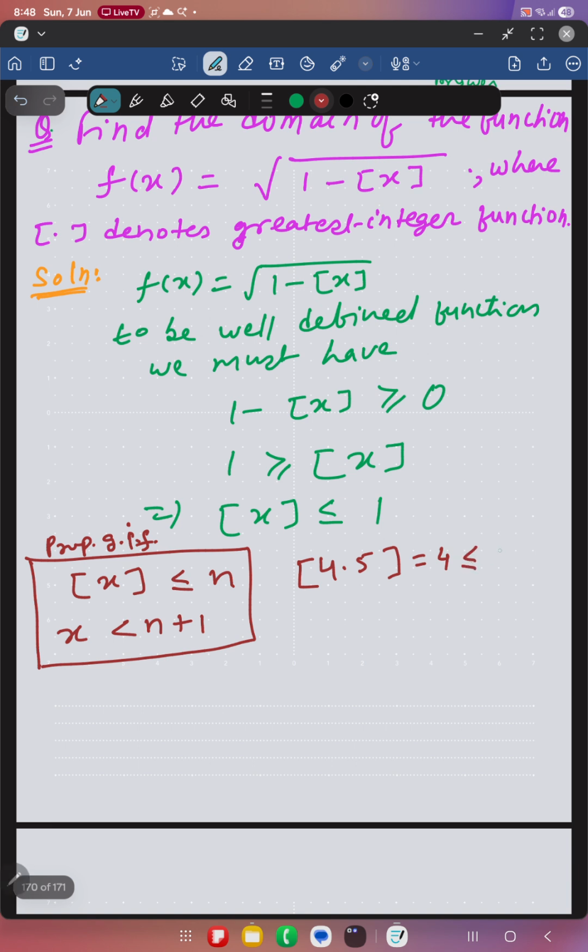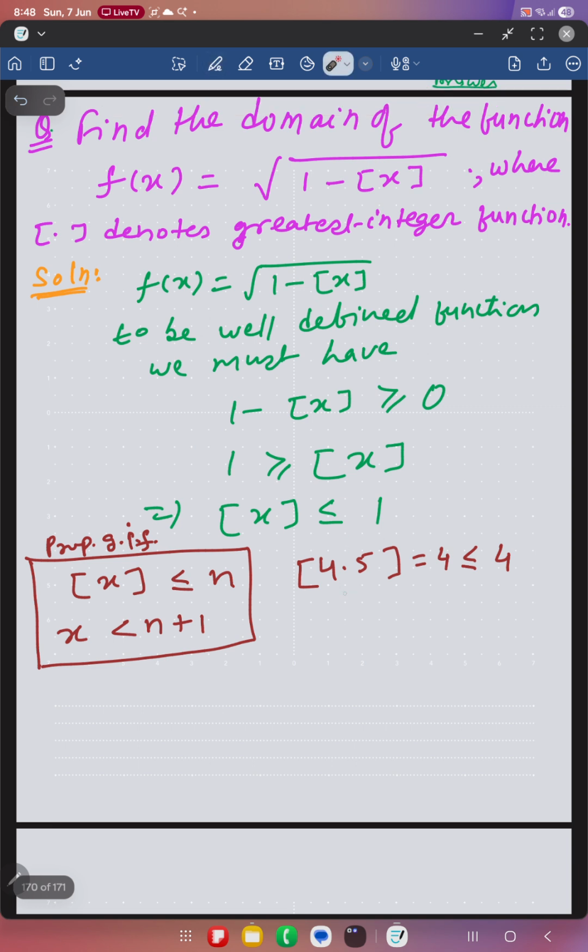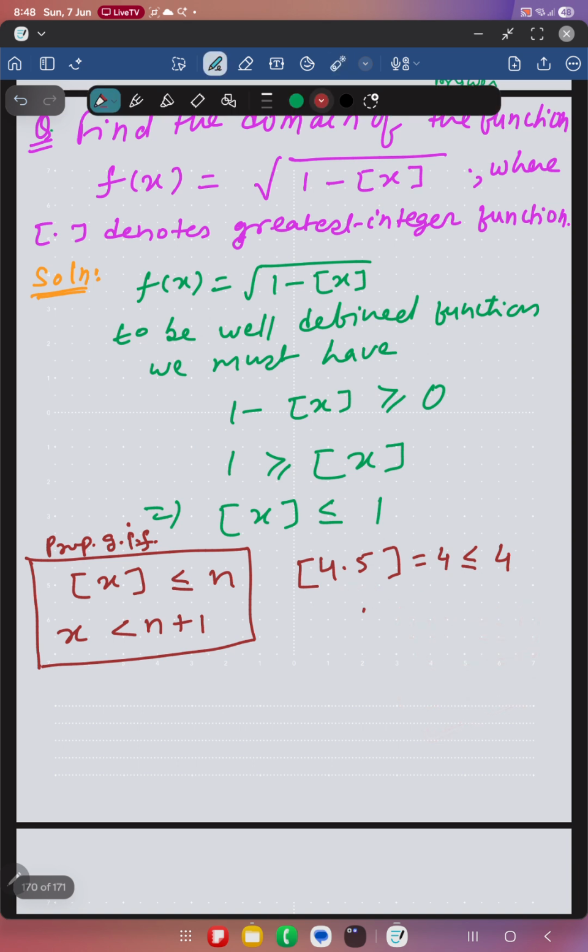So this will be less than or equal to 4. This inequality you don't have any problem with. But when we talk about the number 4.5, is 4.5 less than or equal to 4? It is not okay. So 4.5 will be less than 4 plus 1. This is okay. So this is the meaning of this property. So 4.5 will be less than 4 plus 1, that is, 4.5 will be less than 5. This property we will use over here.